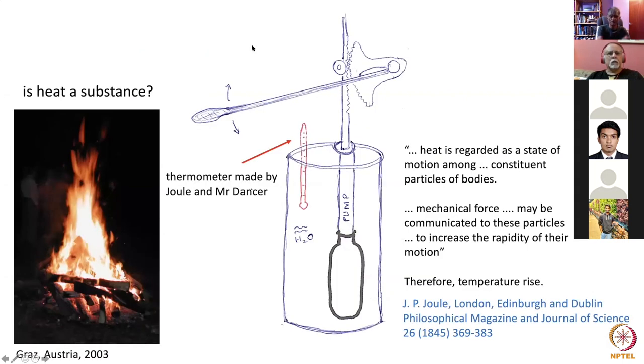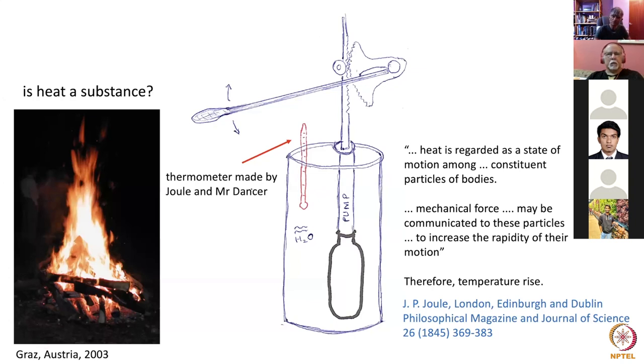If you look at this picture, it's just an ordinary fire that you see here. This is a picture I took in Graz in Austria, but you can find this picture in many places. Back in the early 19th century, people were wondering what actually is heat? Is it a substance that you pass from one material to another? Or what exactly constitutes heat? There were various theories that it was actually a fluid, a substance. And it wasn't until 1820, 1830 that people started to think a lot more about what heat actually means.